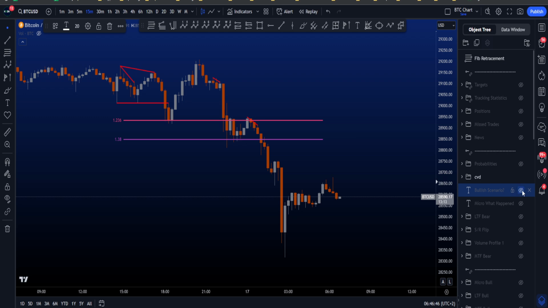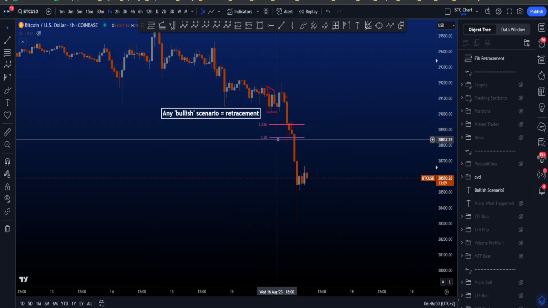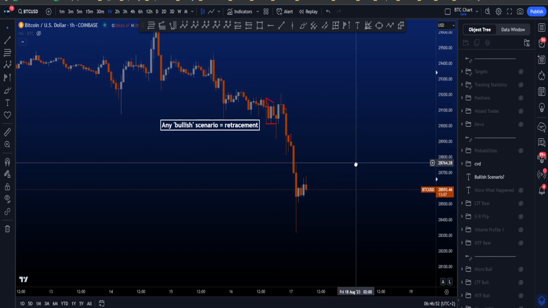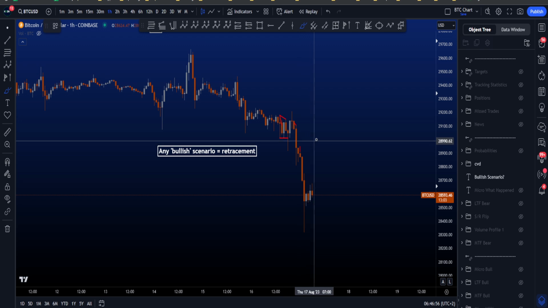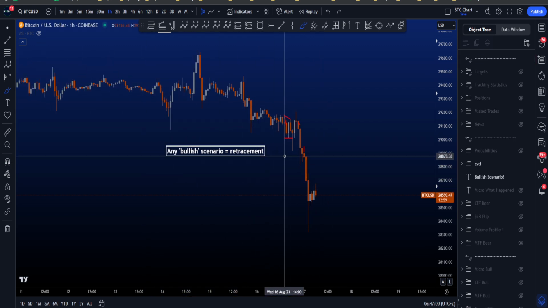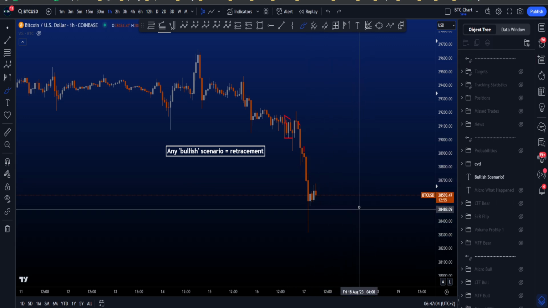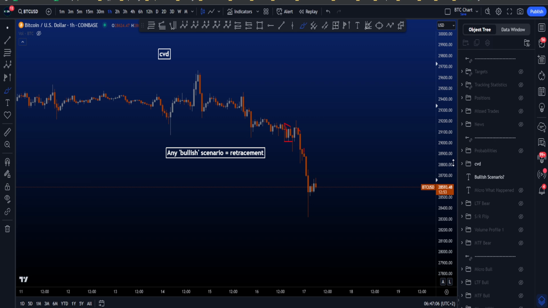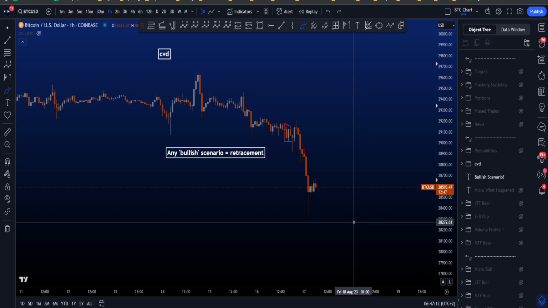Now, currently with the bullish scenario, there's not really any great bullish scenario. Yes, price can move to the upside, but every move currently towards the upside is more like a retracement for further downside. So that's what I wrote over here. Any bullish scenario is basically a retracement. Yes, price can move up and then eventually down, but by far the highest probability scenario is that price is finding continuation to the downside.